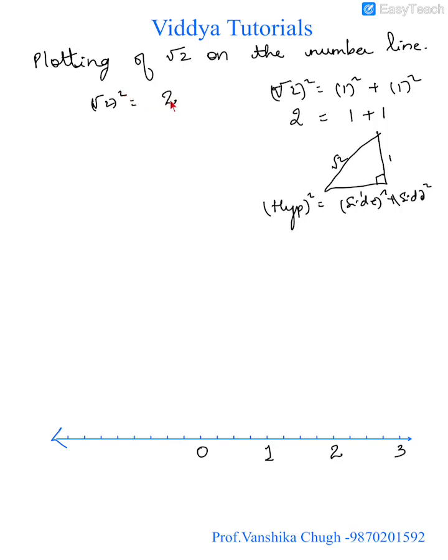Then we have to think about two numbers which are perfect squares and add up to 2. So the two numbers are 1 plus 1. 1 is also a perfect square. 1 squared is 1. 1 plus 1 is 2.